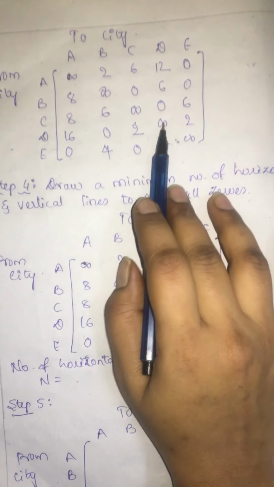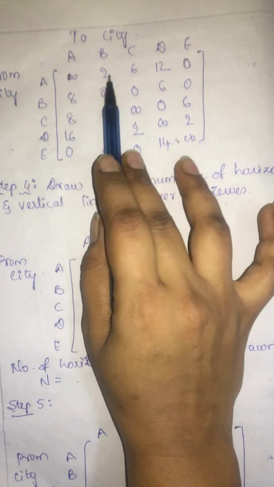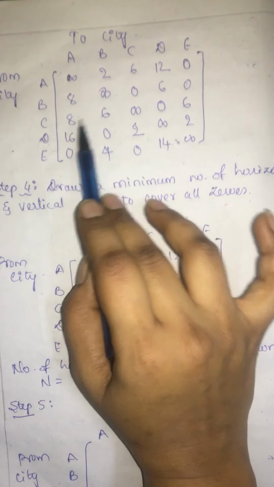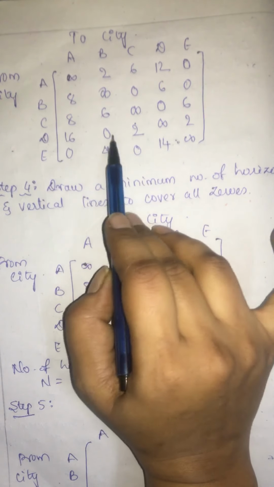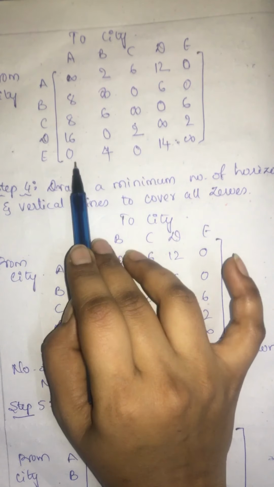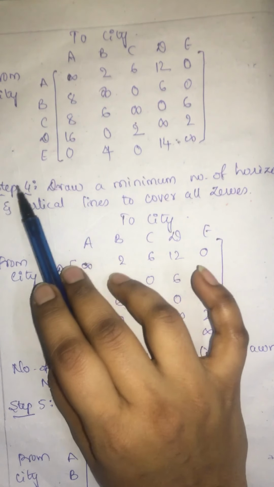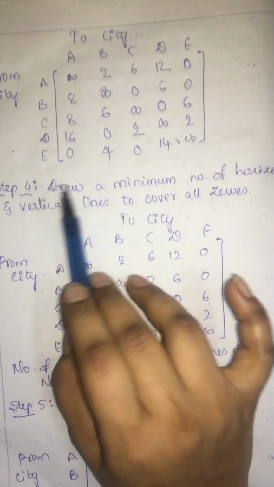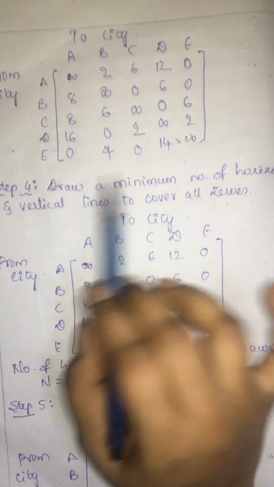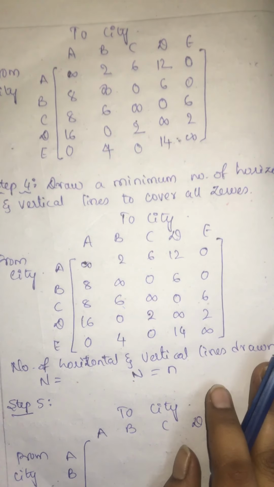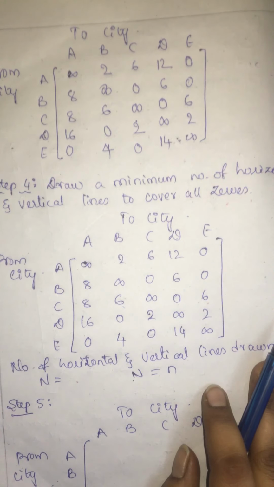So the resultant of the third step is this one: infinity, 2, 6, 12, 0, 8, infinity, 0, 6, 0, 8, 6, 8, 0, 6, 16, 0, 2, infinity, 2, 0, 4, 0, 14, and infinity. Okay, next follow up the fourth step. Step 4 says that draw a minimum number of horizontal and vertical lines to cover all the zeros. So we should count how many lines we are going to draw.